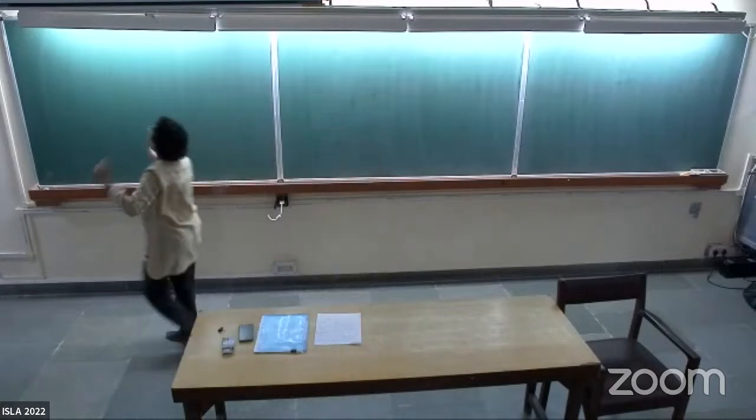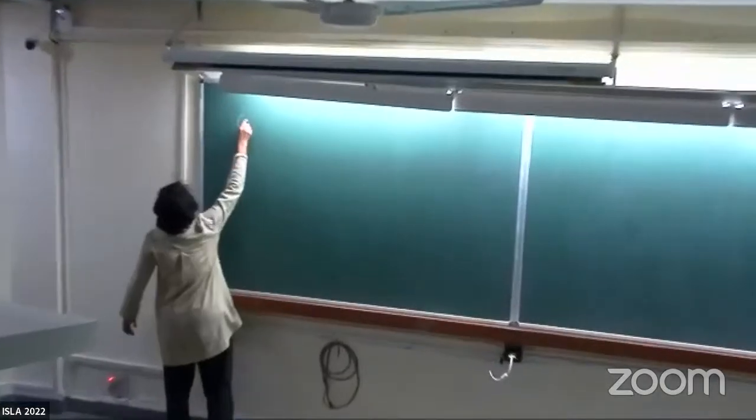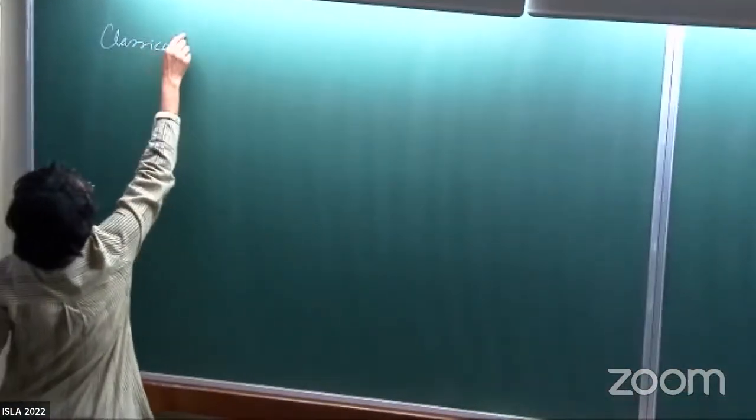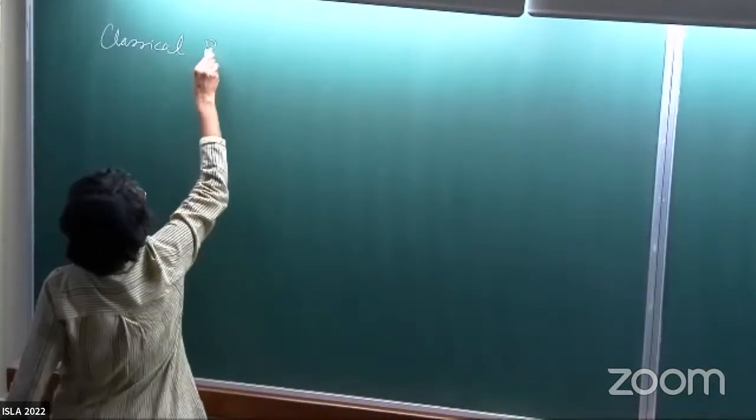So where we want to go is classical. Tell me if you can see, maybe there's too much light. Can you see this? Yes, I think it can be. It's visible.